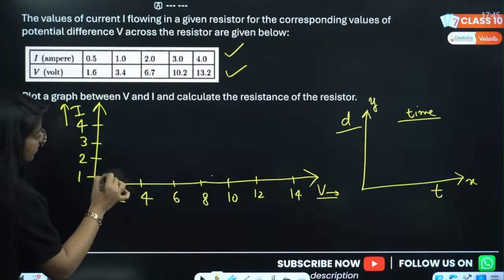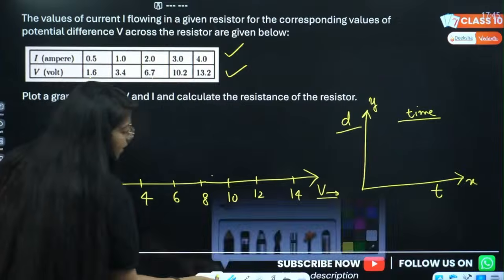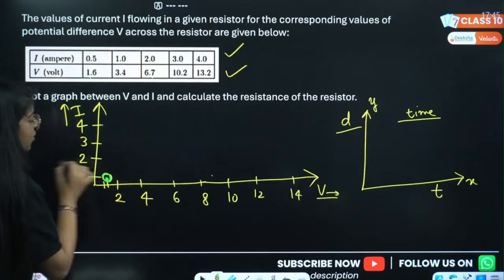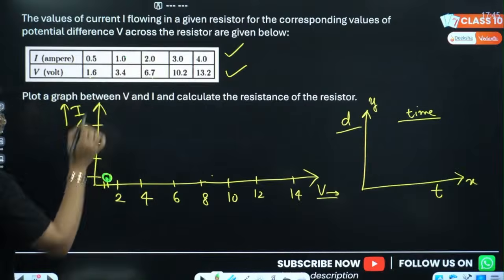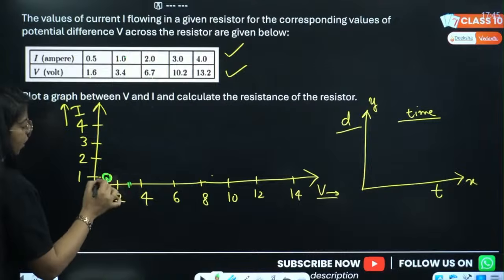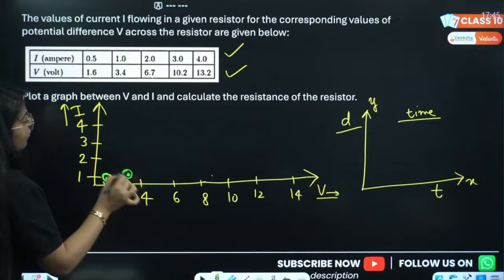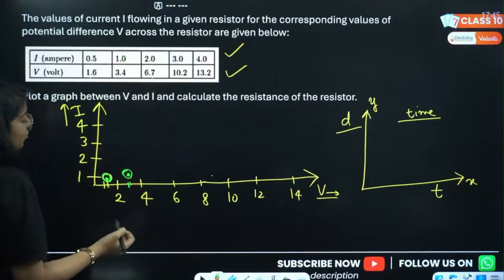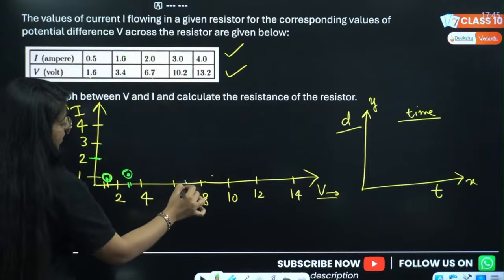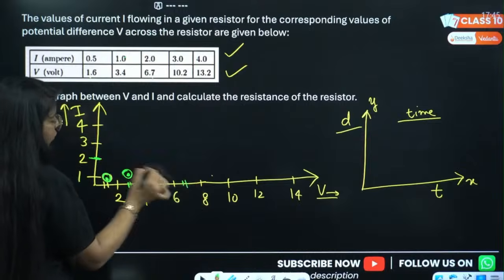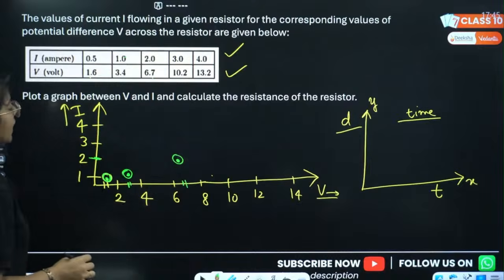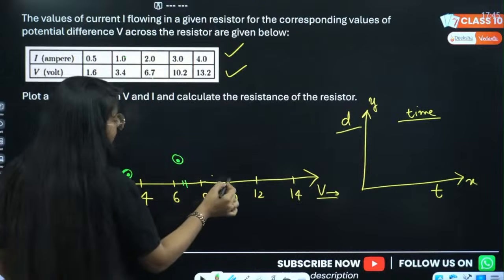So this is the first point. Second is current 1 at 3.4. Then current 2 at 6.7. Current is 2, voltage is 6.7, somewhere here between 6 and 8. Correct? Then 3, 10.2.